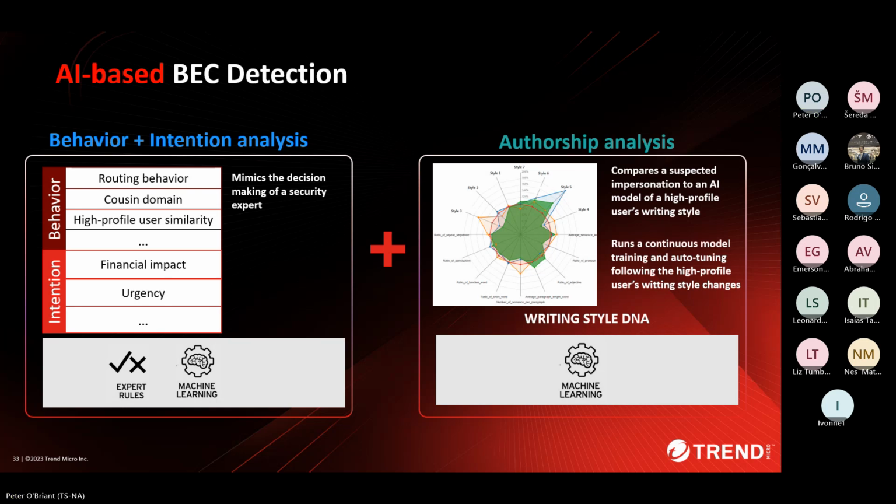And then, well, we could have stopped there for the BEC detection. We also have a second layer, and this is what I was saying I thought it's pretty cool, the writing style and authorship analysis. So this is a writing style AI-based model that's built for each high-profile user. And then when an email comes in saying it's from that user, the model will check to see if it is indeed from them. So it's analyzing how they usually write emails to detect that.